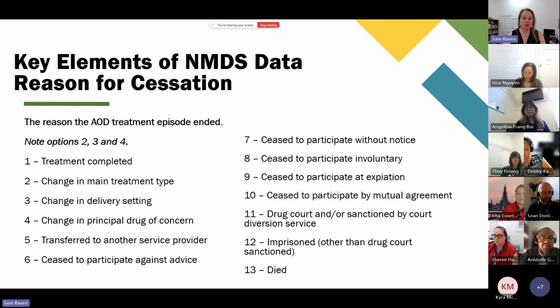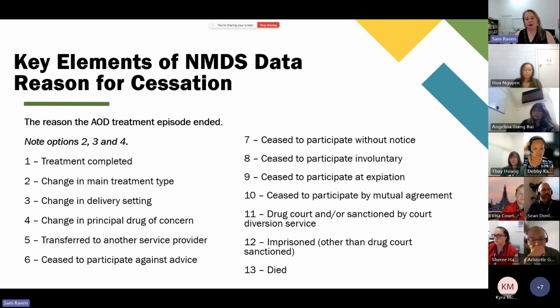Cease to participate by mutual agreement. They might not have completed their treatment. They've done a few sessions. They've decided it's not for them. You've had a chat about it. They've ceased to participate by mutual agreement. You might have referred them on elsewhere to a more appropriate service for whatever reason. So that's mutual agreement.